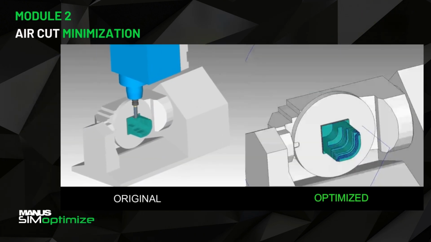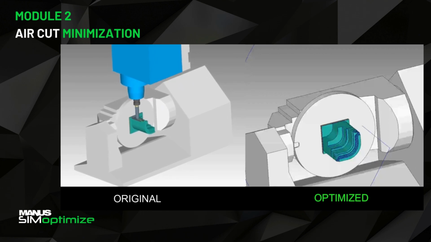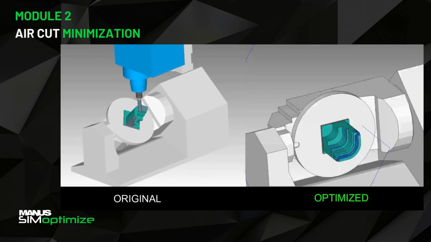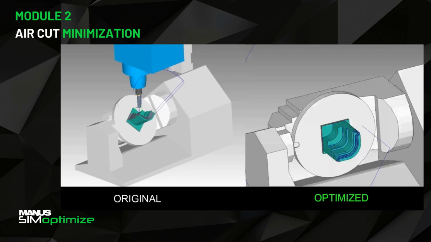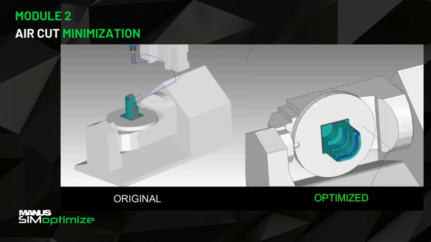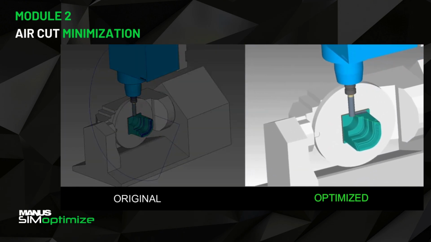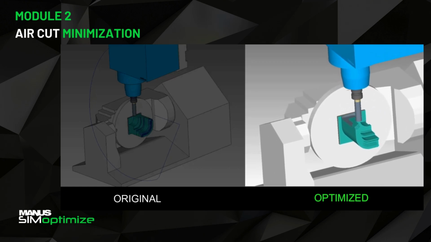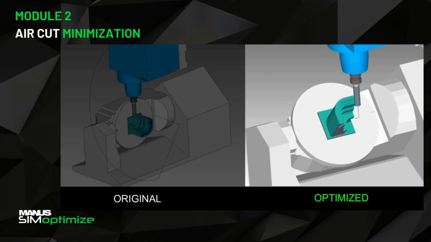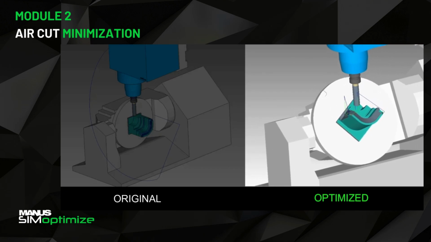With the second module called Air Cut Minimization, we solve the problem of long retracts and unnecessary home returns. When you activate the Air Cut Minimization feature, MANUSsim Optimize automatically detects all unnecessary long retracts and home returns and deletes them. Afterwards, MANUSsim Optimize automatically generates new positioning moves just above the surface. If you want, you can easily verify the newly generated, optimized NC program by resimulating it in MANUSsim.